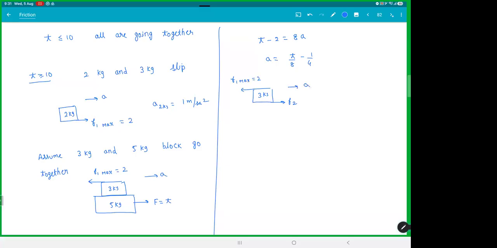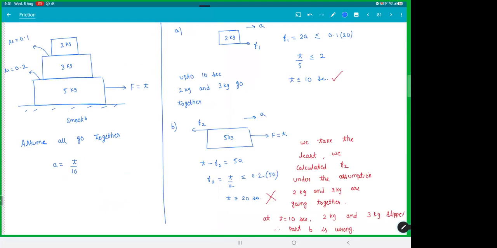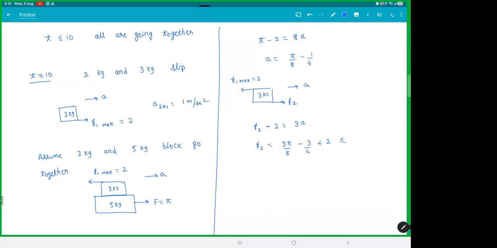Lengthy, if you see, it is just brute force, you're just solving. So F2 minus 2 is equal to 3 into acceleration. So we get F2 is equal to 3A plus 2, which is 3T by 8 minus 3 by 4 plus 2. And this must be less than or equal to 0.2 into 3, 0.3 into 5, 10 newtons. This would be 10 plus 2, 8... plus 3 by 4... I'm getting 70 by 3. So T will be less than or equal to 70 by 3.